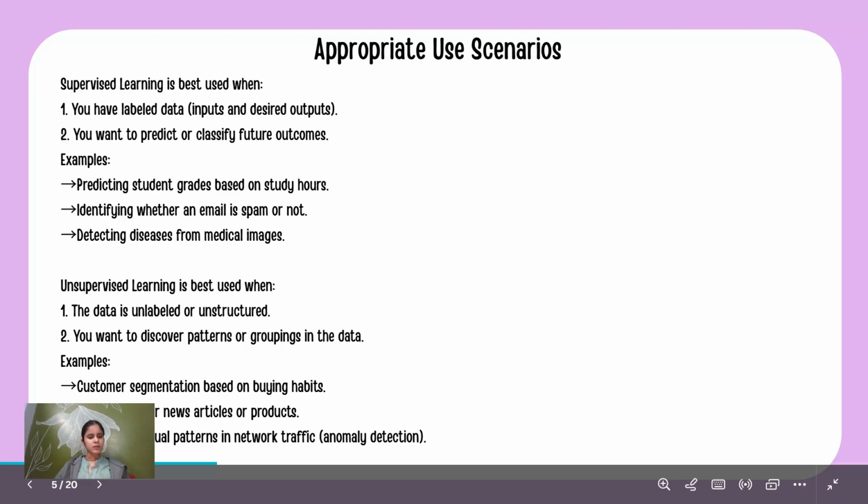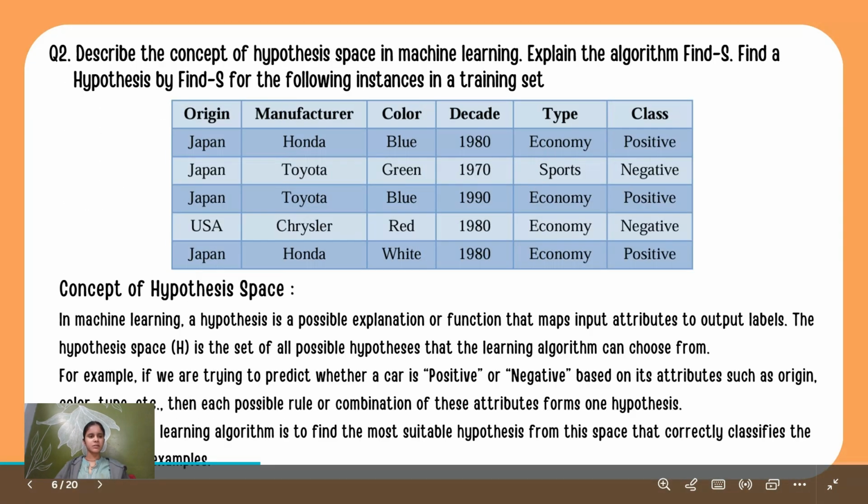Second, you want to discover patterns or groupings in the data. For example, customer segmentation based on buying habits, grouping similar news articles or products, detecting unusual patterns in network traffic, and anomaly detection. Next, question number 2.